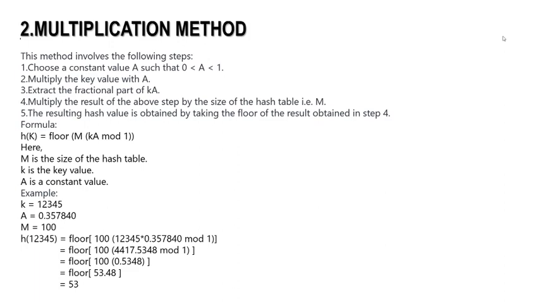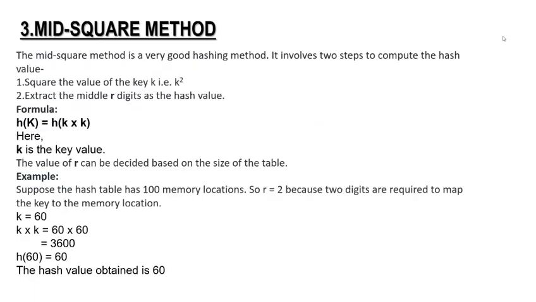After all those calculations, we will get the floor of 53.48. We have to take the floor value, that is 53. In that 53 hash value, we can store the item, that is the multiplication method. And next, coming to the third method, that is the mid square method.